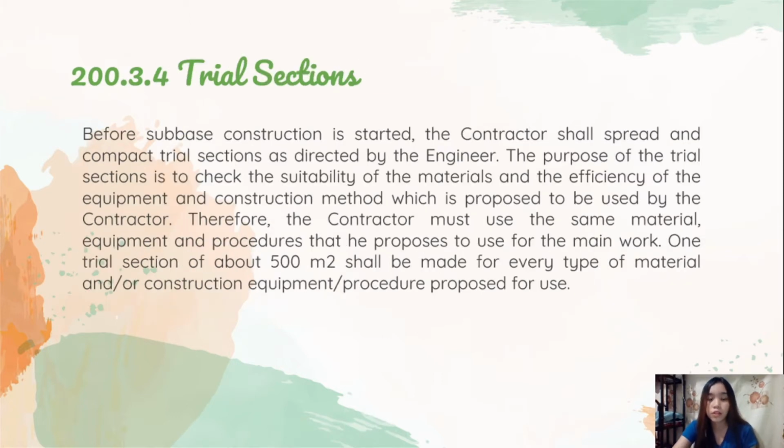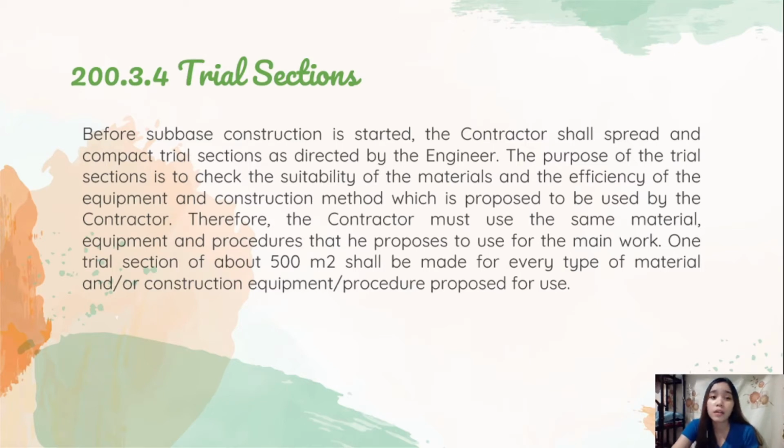Then next is the trial section. Before sub-base construction is started, the contractor shall spread and compact trial sections as directed by the engineer. The purpose of the trial sections is to check the suitability of the materials and the efficiency of the equipment and construction method which is proposed to be used by the contractor. Therefore, the contractor must use the same material, equipment, and procedures that he proposed to use for the main work.